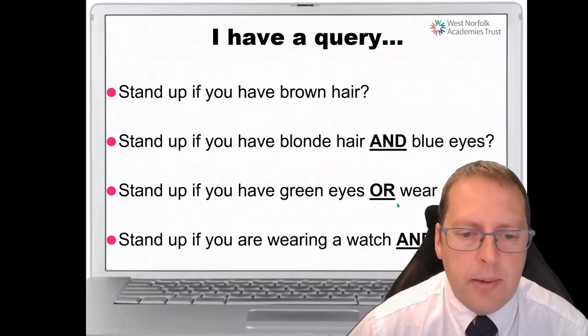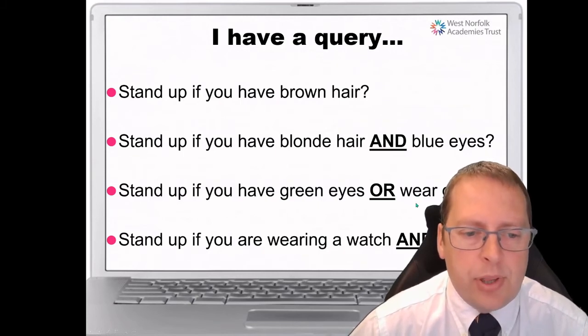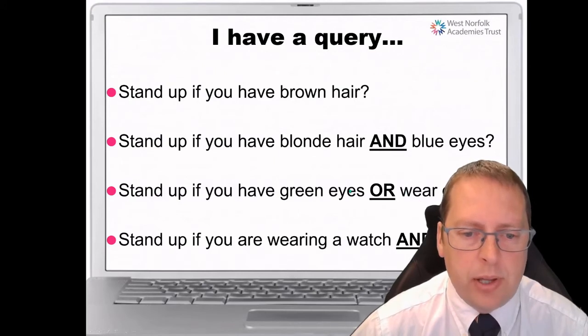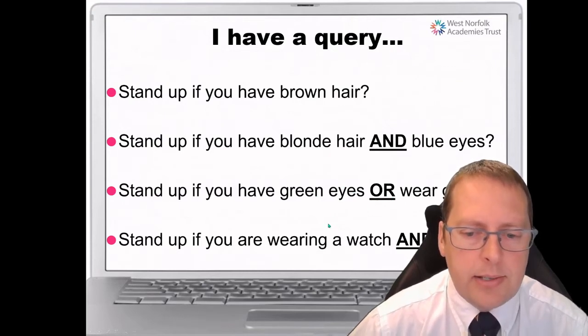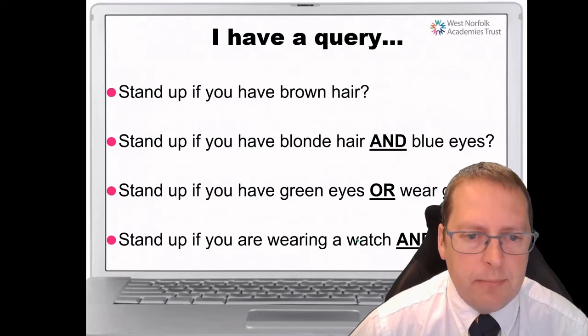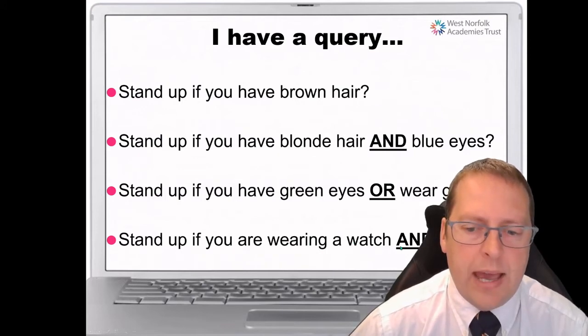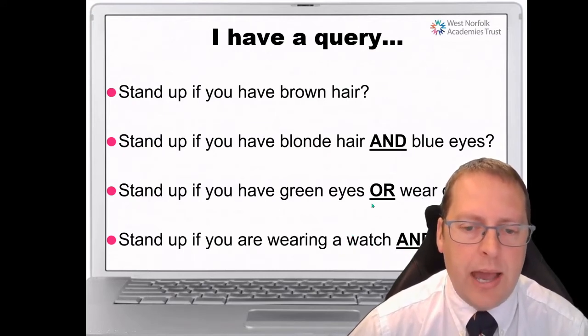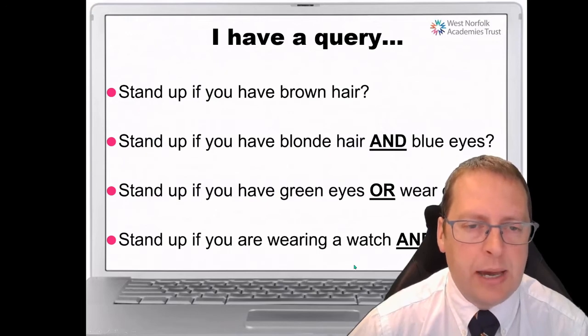An OR query is if we get everyone to stand up if they have green eyes or wear glasses. So it doesn't matter if it's one or the other. As long as one of them is happening, those people can stand up. So that's an OR query. And an AND query, stand up if you're wearing a watch and a ring. So that would be an AND query. We could also have a NOT query. Stand up if you do not wear glasses. So it does the opposite. So we've got AND, OR and NOT that we can be thinking about in our queries.